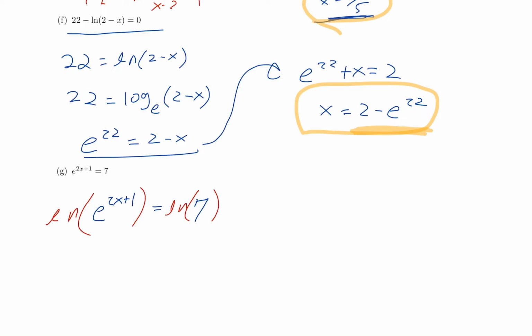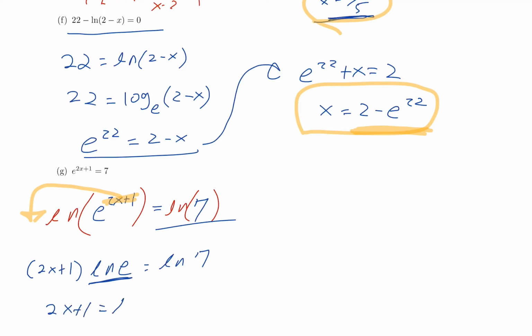The reason is that now that allows us to bring this 2x plus 1 down as a factor in front. So let me rewrite it. We're multiplying by 2x plus 1. Very important: make sure you put parentheses around 2x plus 1. Then ln 7. Remember, ln 7 is just a number, so we treat it like a number. Now ln e is 1. So we can just write this equation as 2x plus 1 equals ln 7.